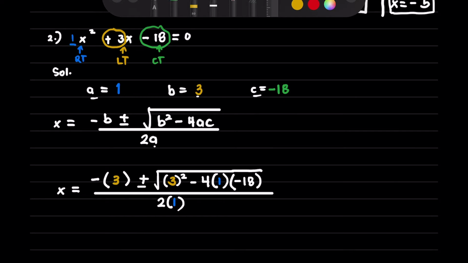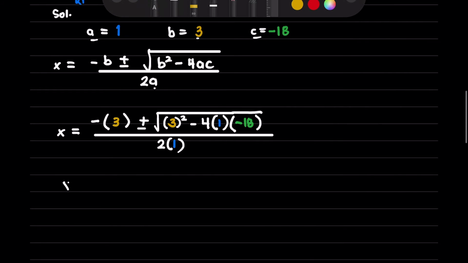And yung C natin is negative 18. Paki-double check yung mga values nyo. Okay, now let's proceed. Simplify. Negative times positive. That is negative 3.